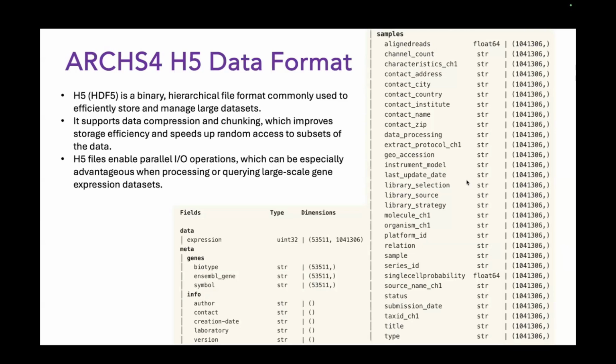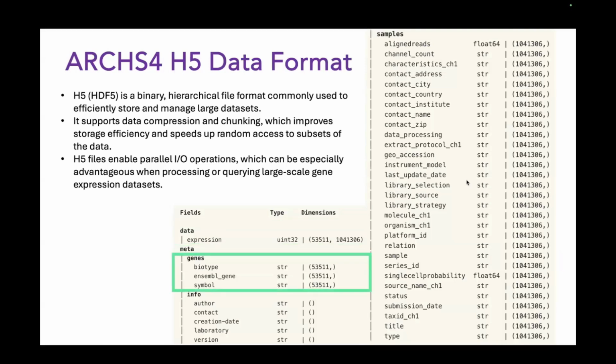If we look at the fields, here we have this data folder, and in there we have the expression object. You can see that the dimensionality is 53,000 by over a million, meaning there are 53,000 genes and over a million samples. Either you can use existing libraries that support H5 and do it manually, or you can use the ARCHS4 Python package that we'll show in a little bit.